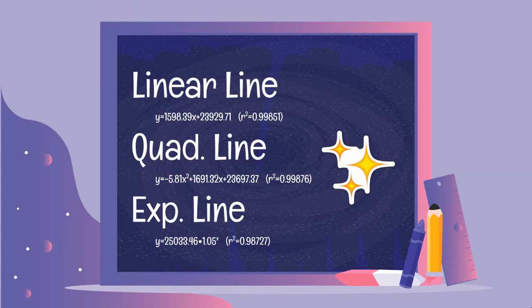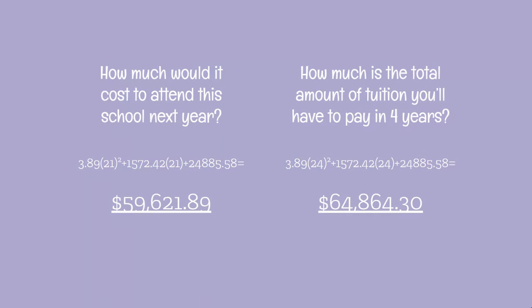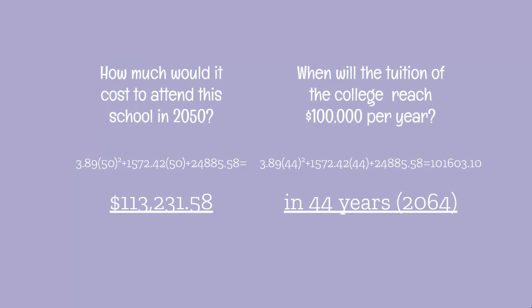Then for Part C, it was determined that the quadratic equation again was the best fit since it had the largest coefficient of determination. The predictions are that the tuitions will be $59,621.89 for next year and $64,864.30 in 4 years. In 2050, it will cost $113,231.58 to attend, and the tuition will reach $100,000 in 44 years, which will be 2064.